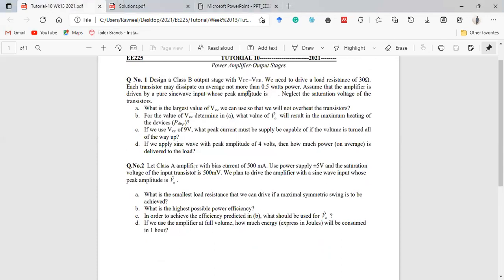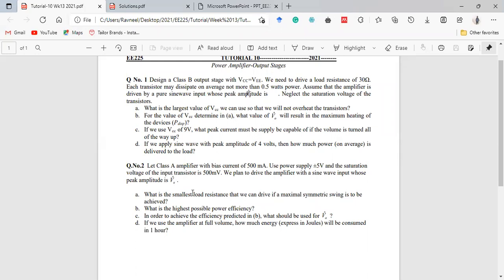Consider a class A amplifier with bias current 500 milliamps. So there is a class A amplifier which has a bias current of 500 milliamps. Use power supply positive and negative 5 volt, and the saturation voltage of the transistor is 500 millivolts. We plan to drive the amplifier with a sine wave input whose peak amplitude is basically denoted by V out peak, by this particular symbol over here.